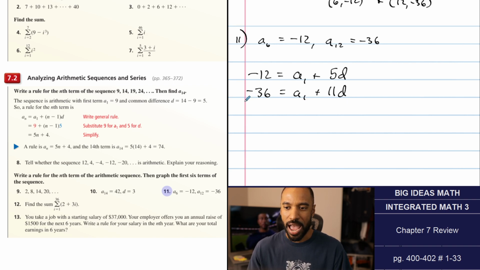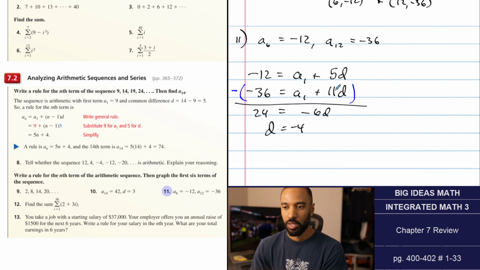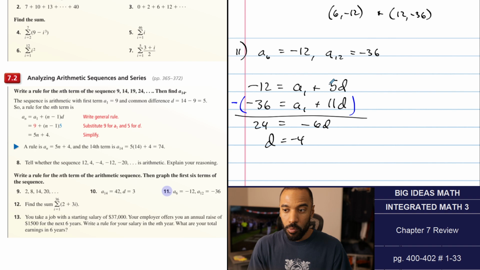If we subtract down these lists, that means these signs change overall. We get -12 plus 36, which is 24. A sub 1 minus a sub 1 is 0, and 5d minus 11d is -6d. Divide both sides by -6, you get d equals -4. Now we can substitute into either one of these. It's a system of equations.